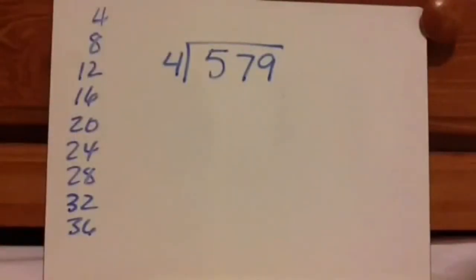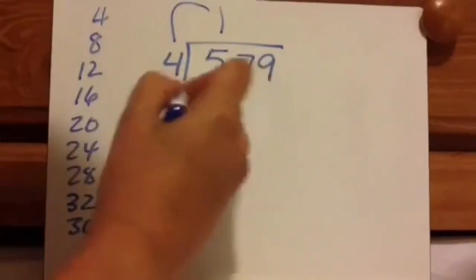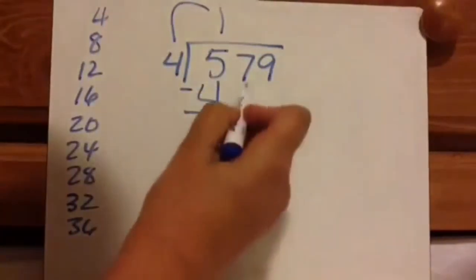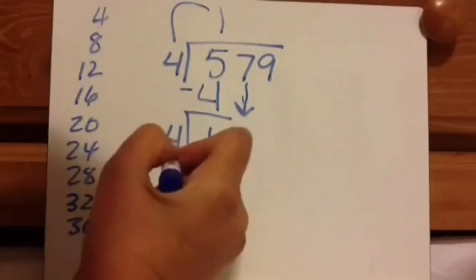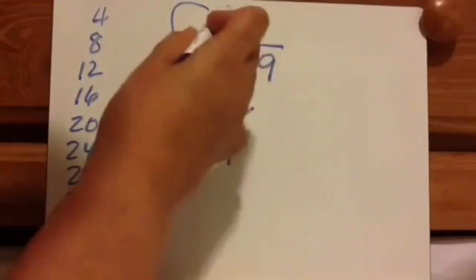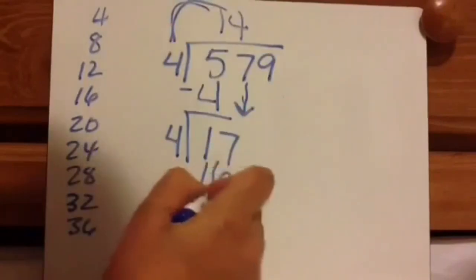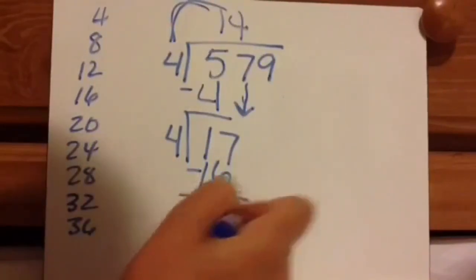Okay, so 4 goes into 5 one time. 1 times 4 is 4. 5 minus 4 is 1. Bring down the 7. 17 divided by 4. 4 goes into 17 4 times. 4 times 4 is 16. 17 minus 16 equals 1.